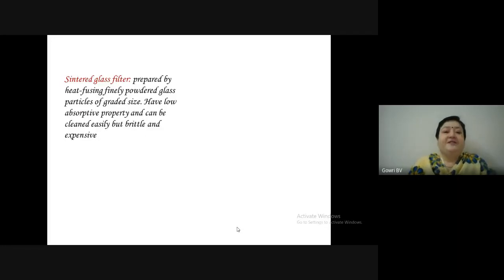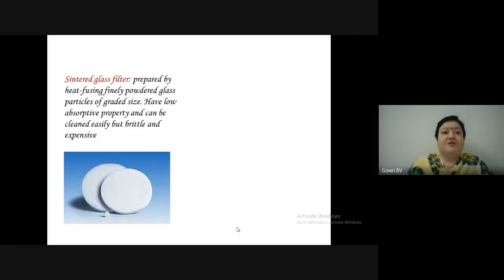Sintered glass filter is prepared by heat fusing finely powdered glass. That's why it is named as glass filters. So it is prepared by heat fusing finely powdered glass particles of graded size, has low absorptive property and can be cleaned easily but is brittle and of course is expensive. So this is sintered glass filter.